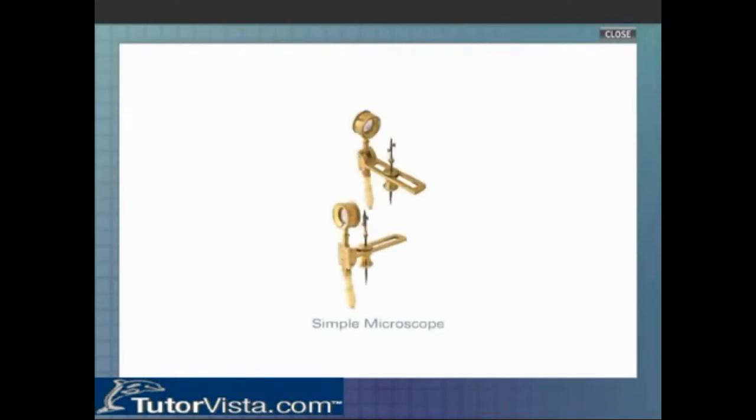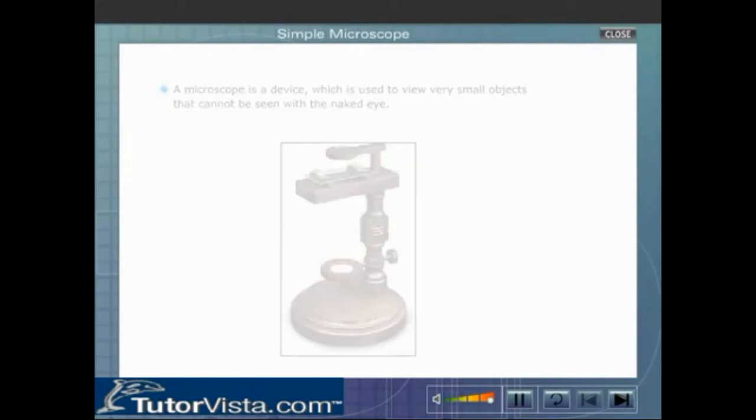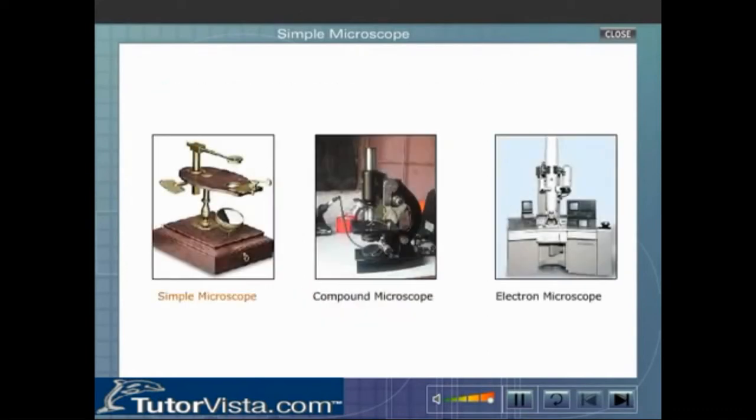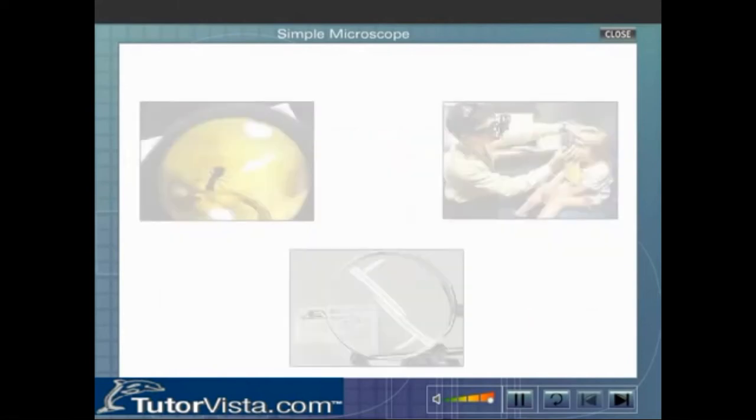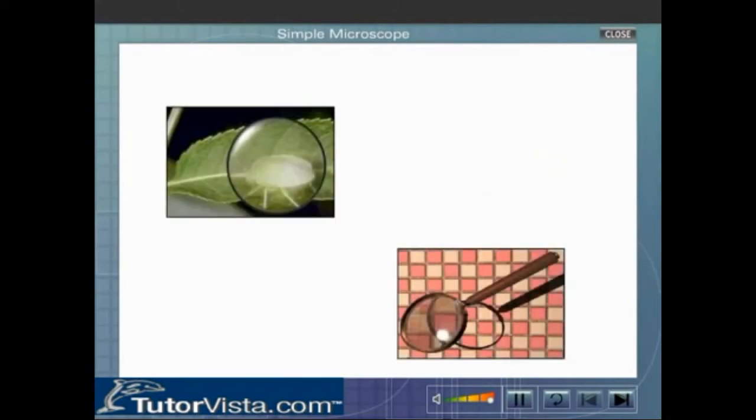Simple microscope. A microscope is a device which is used to view very small objects that cannot be seen with the naked eye. There are many types of microscopes, such as simple microscope, compound microscope, electron microscope, etc. A simple microscope uses the principle of a magnifying lens or reading glass. A simple microscope consists of a convex lens of short focal length mounted on a plastic or metal holder as shown here.